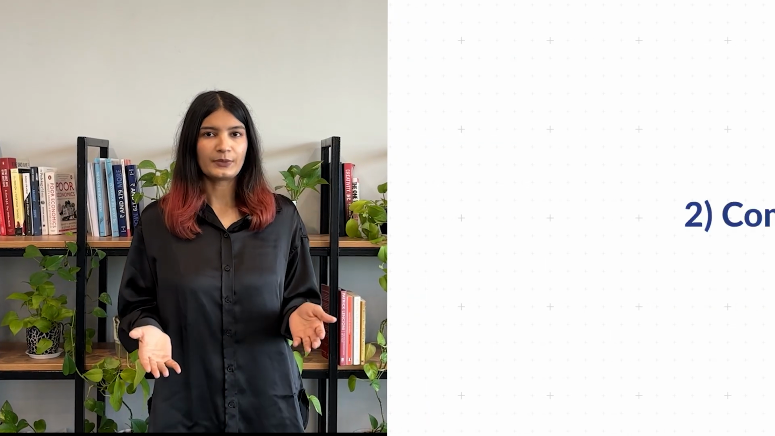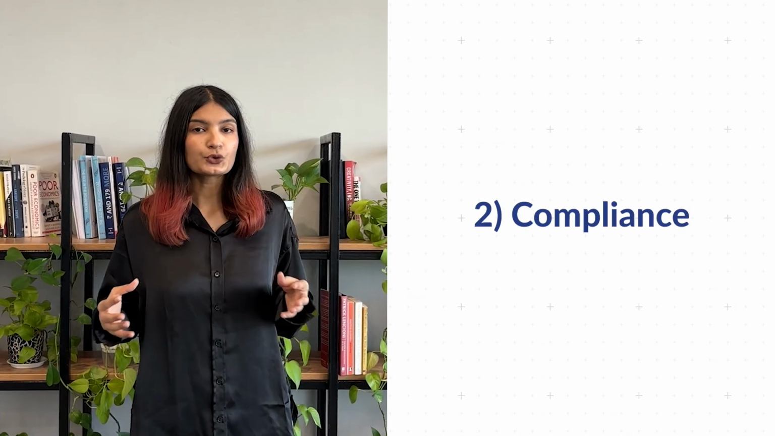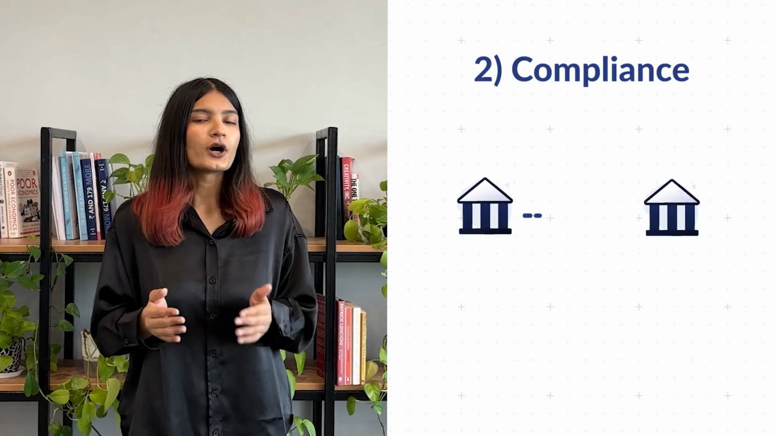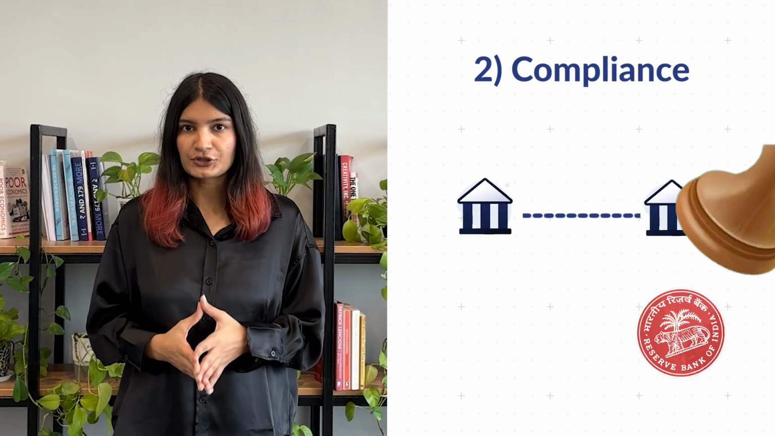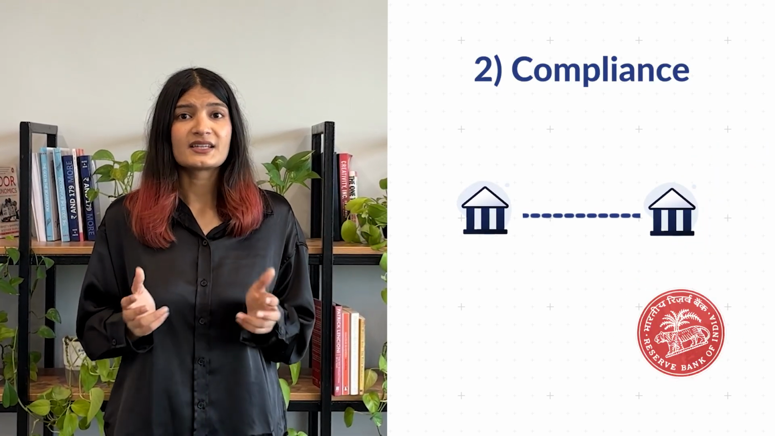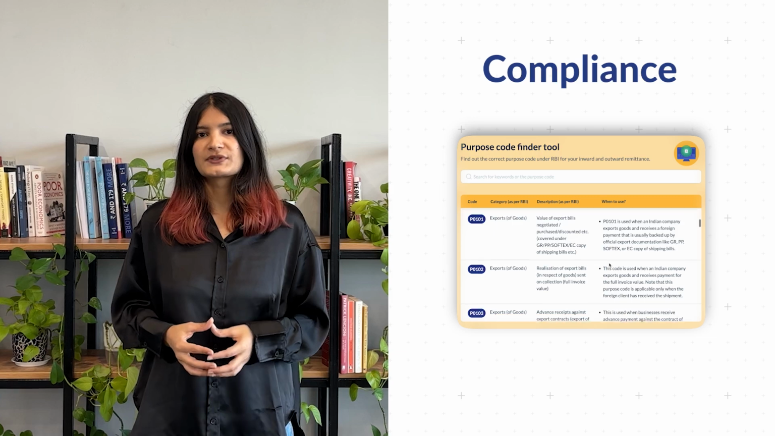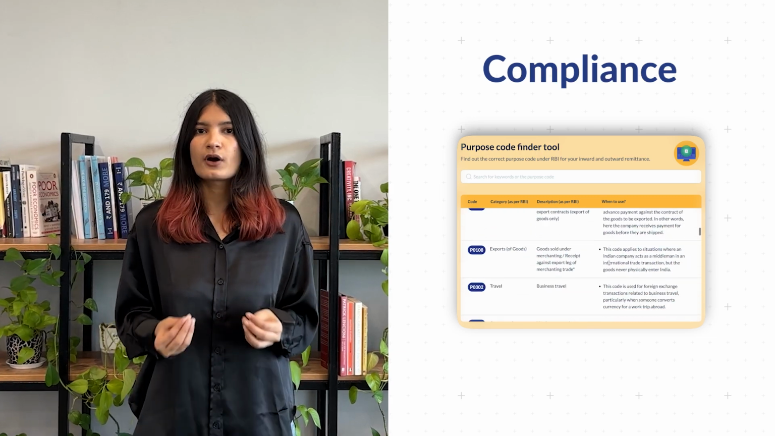Number two is compliance. Compliance is a very crucial aspect of receiving international payments. It ensures that your transactions meet RBI regulations and avoids any unnecessary penalties or delays. A right payment method can help you streamline this process and avoid any manual hassle. Here's what compliance involves. Number one, purpose codes. Each transaction must have a purpose code to identify the reason for the transaction.